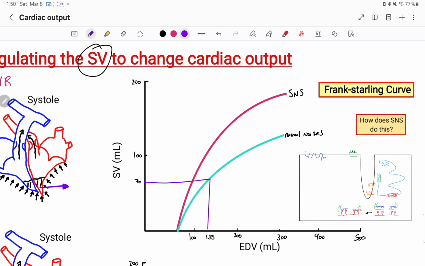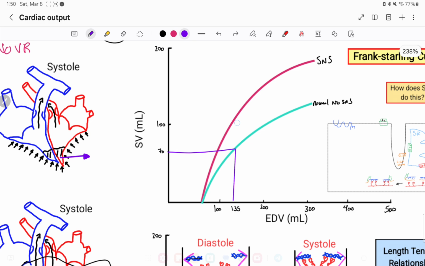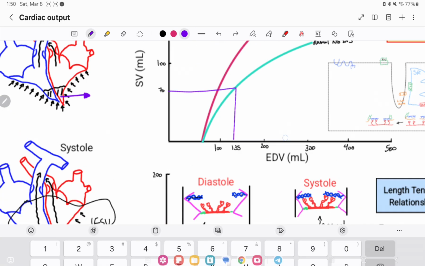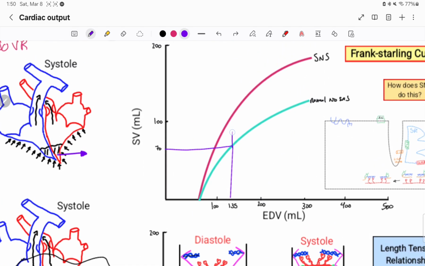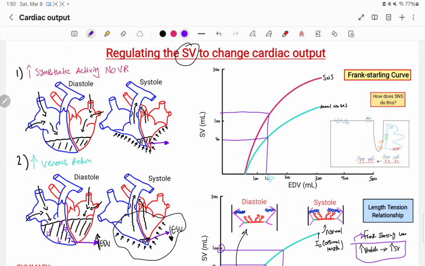You can see that without changing the venous return, without changing the end diastolic volume, in other words, if I remain at that same end diastolic volume, I actually increase the stroke volume of my heart. Take a look at it. So right here, without even changing my end diastolic volume, because I didn't change any venous return, I was able to increase the amount of blood I pushed out of my heart.